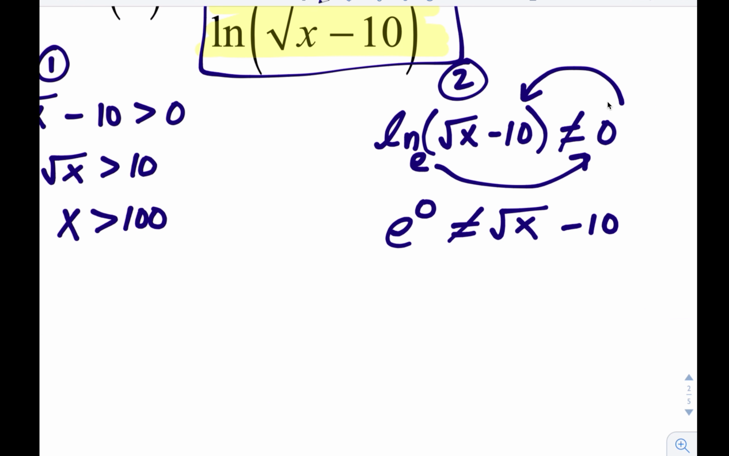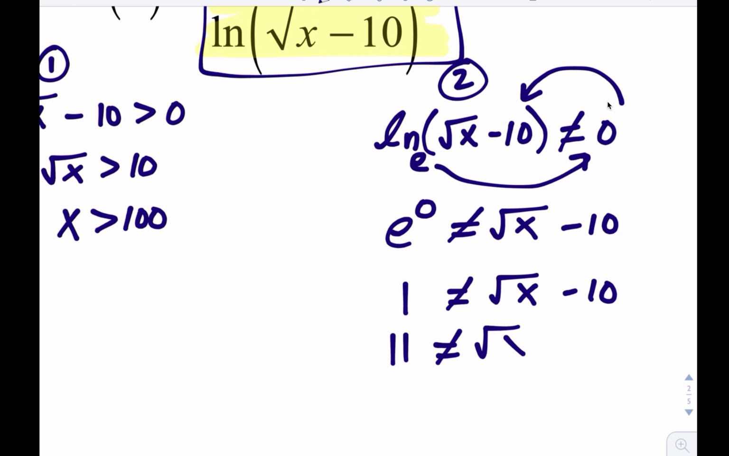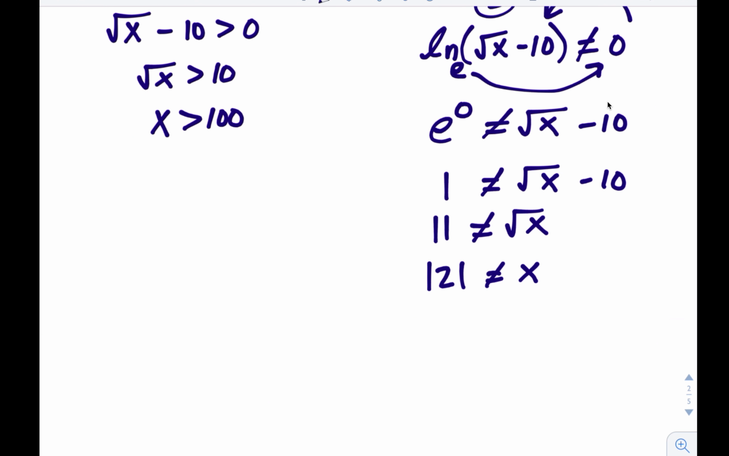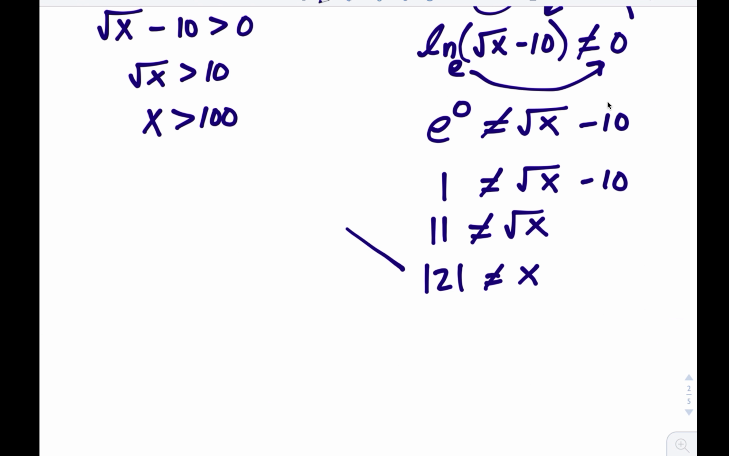So I know e to the 0 is 1. All right, I'm going to add the 10 over, which will make me 11. So the square root of x can't be 11. And then if you square both sides, you know that x can't equal 121.